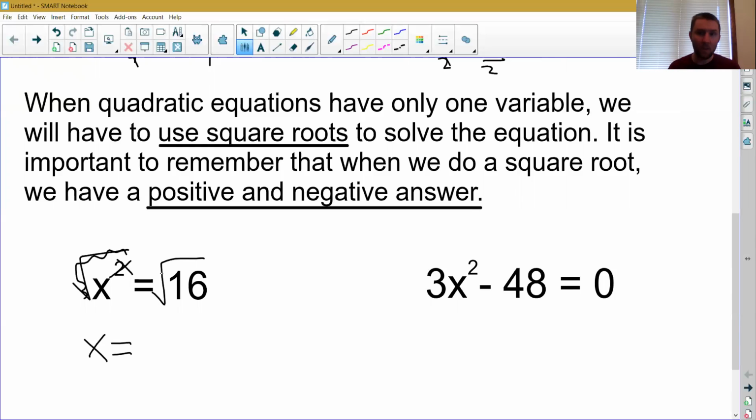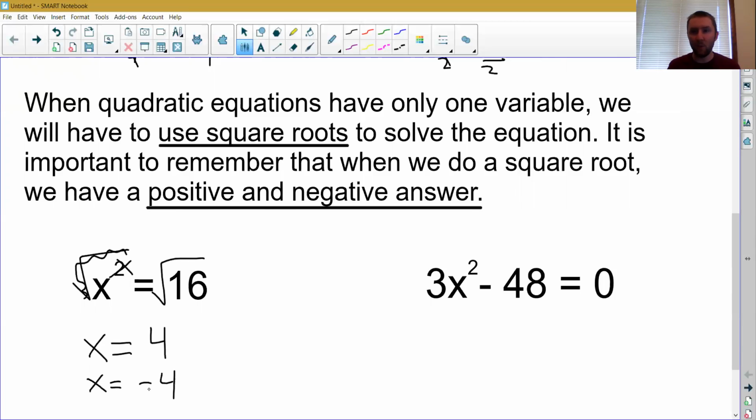Now, it's important to remember when we're solving quadratic equations with square roots, we have a positive and a negative version, okay? So the square root of 16 is 4, but the square root of 16 is also negative 4, okay? Positive 4 and negative 4 are both answers to that equation, right?